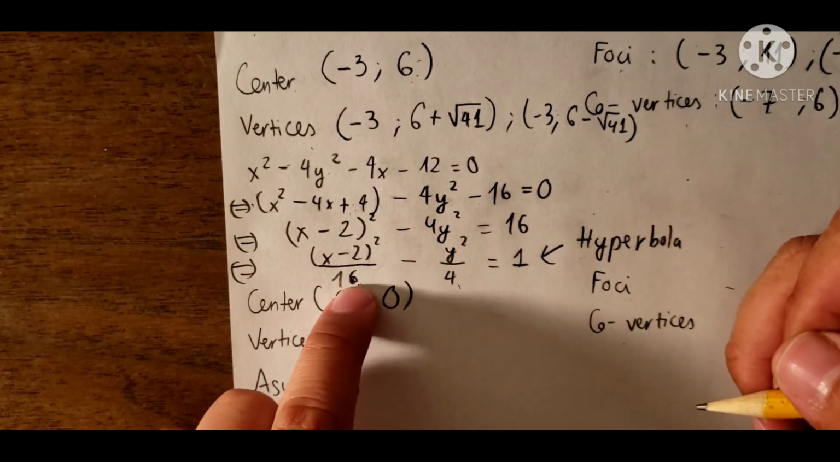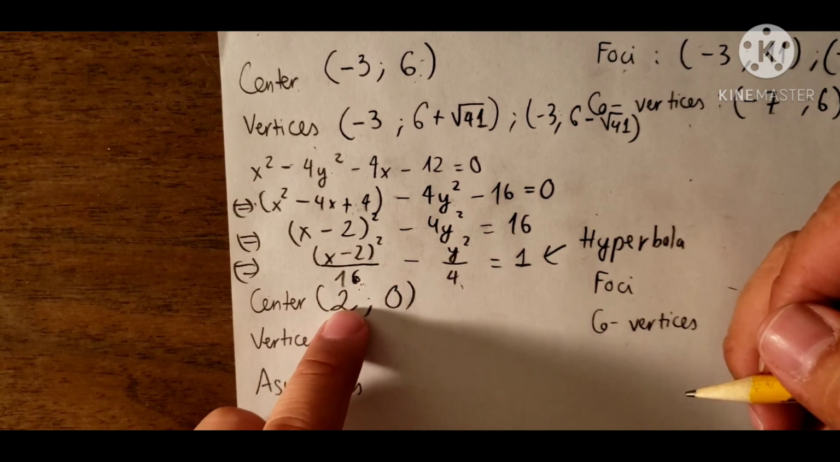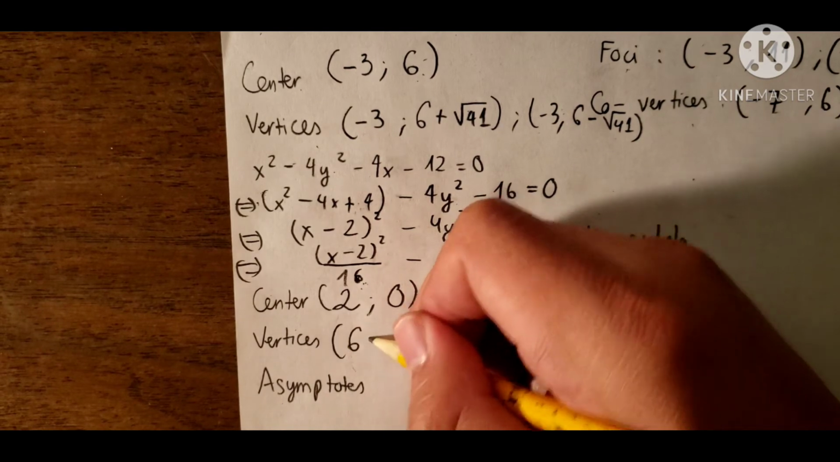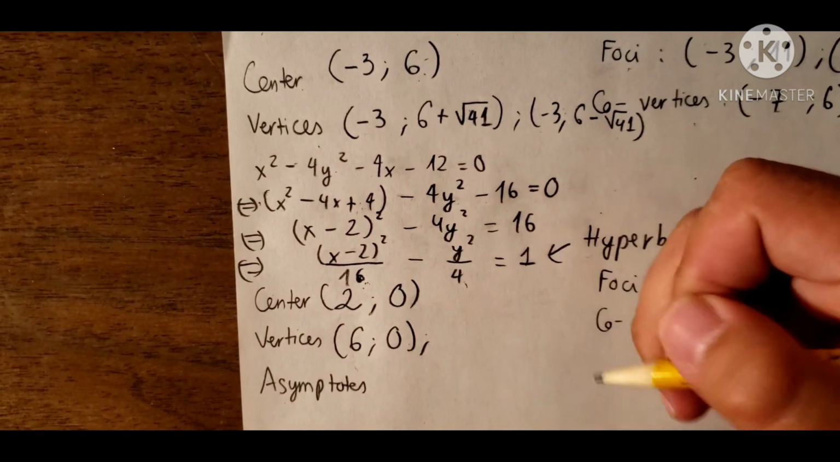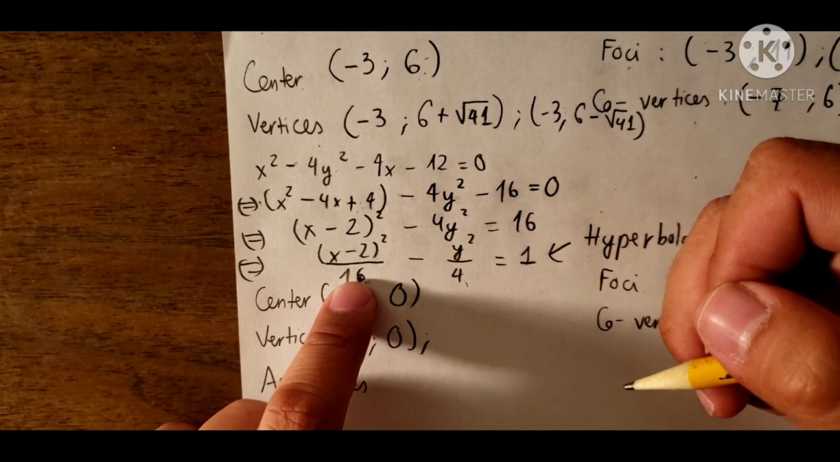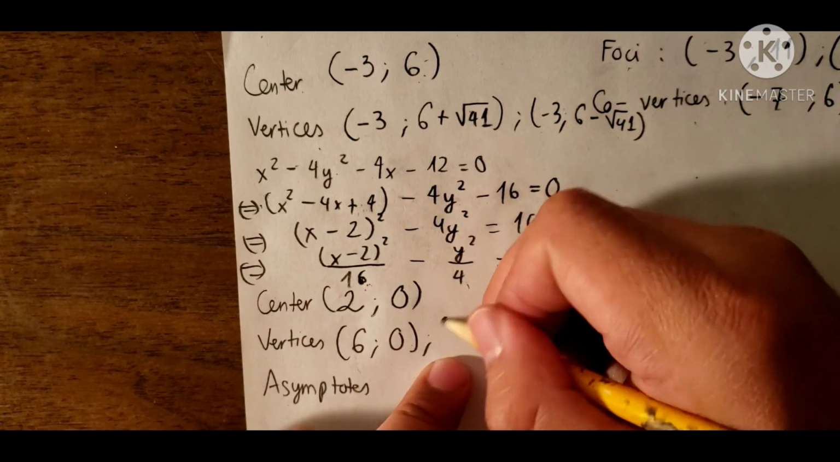We have 16 is 4 power 2. So we have number 2 in here, we plus number 4 is 6 and 0. We have 16 is 4 power 2, so we have the minus 4. Minus 2 minus 4 is minus 2.